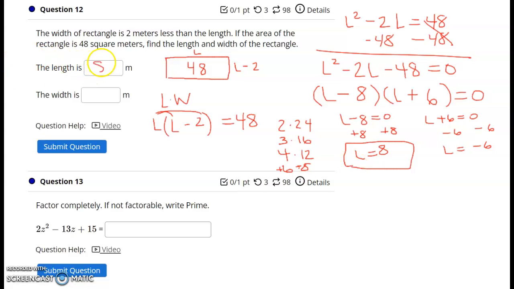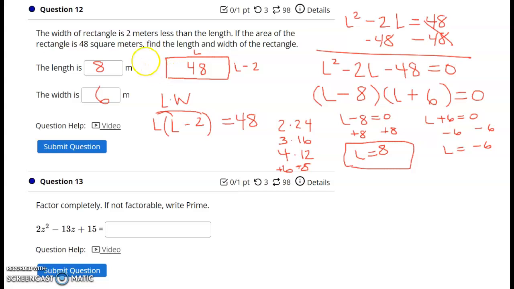So length is 8 meters. Now we know the width is 2 meters less, and so that's going to be the 6. So that's kind of where the 6 comes in, but just use the positive number and then use that to find the other part of it.